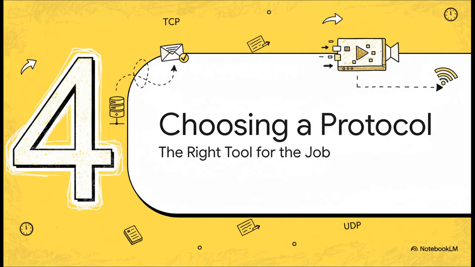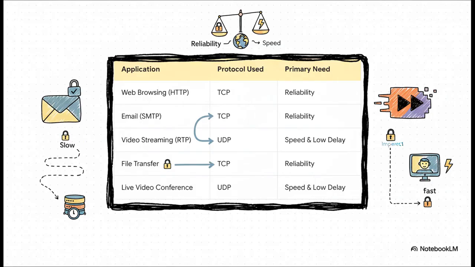So, you see, it's never really about one protocol being better than the other. It's all about developers making a smart choice and picking the right tool for the job. It's about matching the transport protocol to what the application actually needs to do. And this table just lays it all out perfectly. Web browsing, sending an email, transferring a file, all of those things absolutely need every single bit of data to arrive correctly. So they use the reliable TCP.